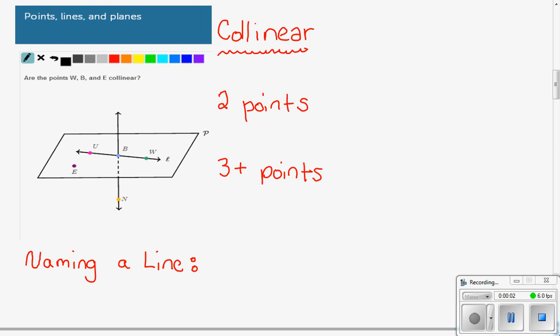This exercise is titled Points, Lines, and Planes. There are a few different types of questions that might be asked in this exercise. In this problem, you can see that we're asked if points W, B, and E are collinear. So let's just define collinear means on the same line.